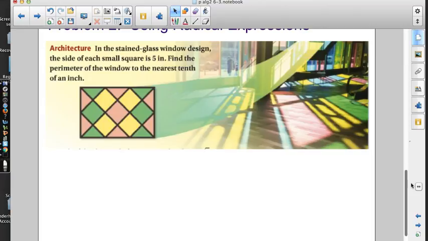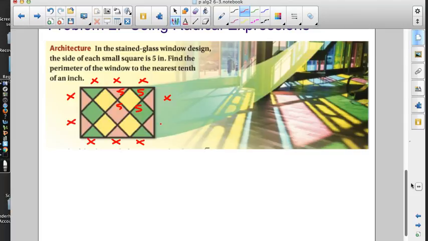Okay, so the side of the squares are 5. So this is 5 and this is 5, and we would need that in order to figure out what the perimeter is, right? Because these would all be the same. We could be done with this problem if you remember special right triangles.